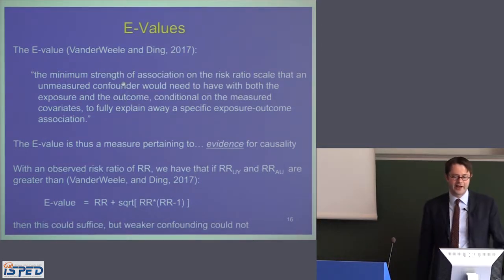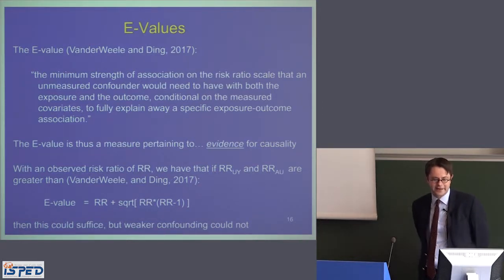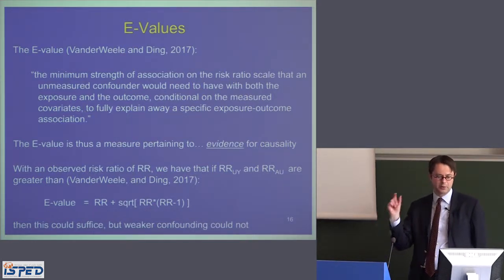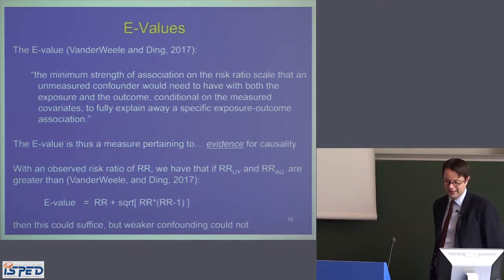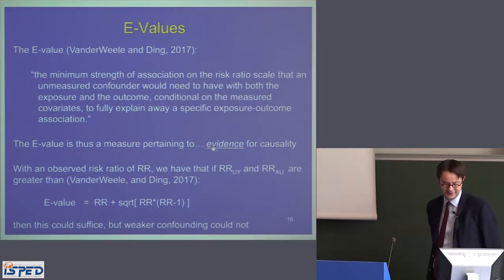So the e-value is defined as the minimum strength of association on the risk ratio scale that an unmeasured confounder would need to have with both the exposure and the outcome, conditional on the measured covariates, to fully explain away a specific exposure outcome association. The name e-value comes from its being a measure pertaining to the evidence for causality itself.